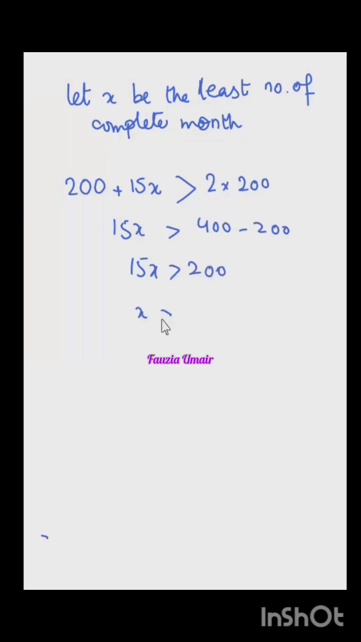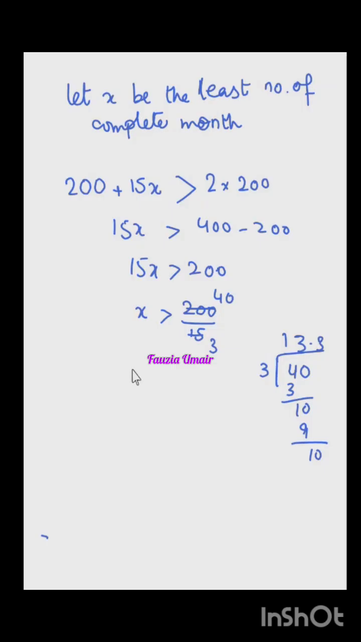x would be bigger than, I think so. We cannot divide it completely, right? So 5 threes are 15, 5 4s are 20, 40 आ जाएगा, 40 by 3, so we need to divide it. 40 divided by 3, so 3 1s are 3, 10, 3 threes are 9, 10 again, so it will be 13.3. So x is bigger than 13.3.